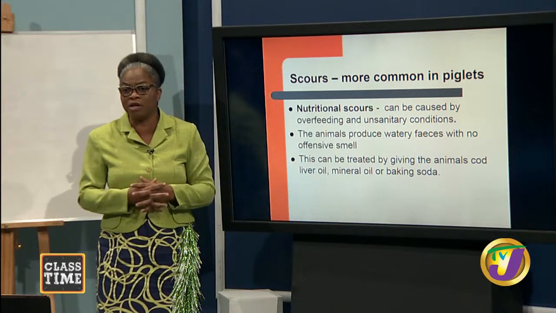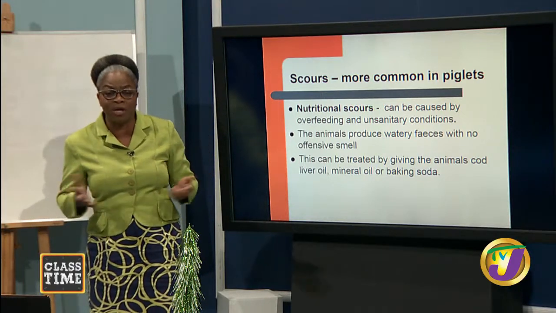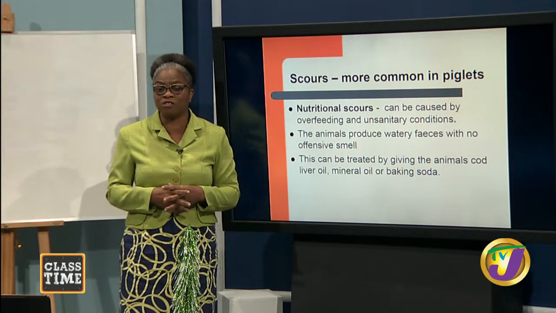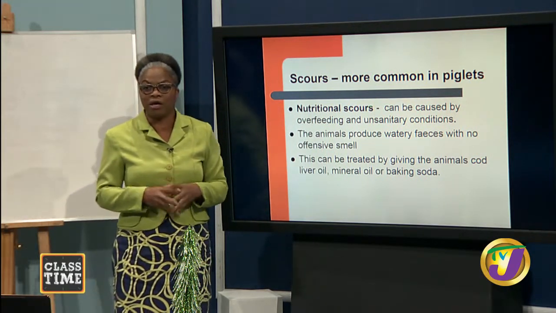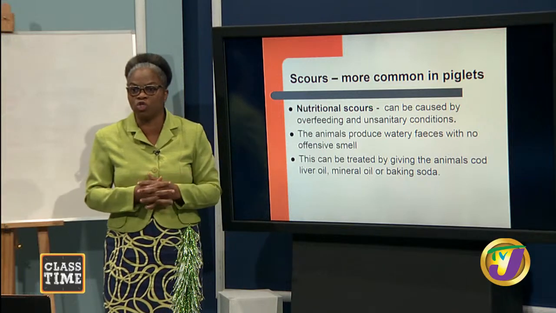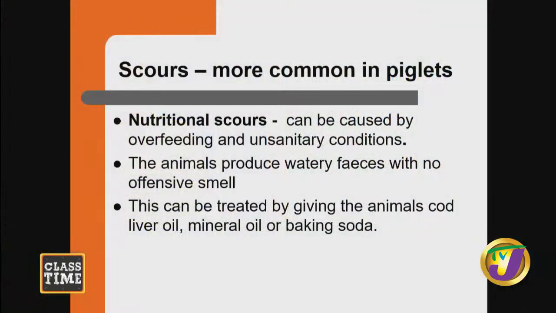And this is more common in piglets, but it's also common in other livestock as well. You can have scours in rabbits, in sheep, goats, yes, and cattle as well. Let us now look at nutritional scours. Can be caused by overfeeding and unsanitary conditions. The animals produce watery feces with no offensive smell, and you can treat the animal by giving them cod liver oil, mineral oil, or baking soda.